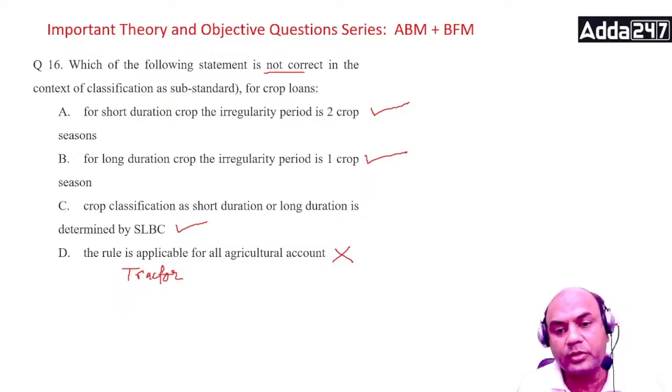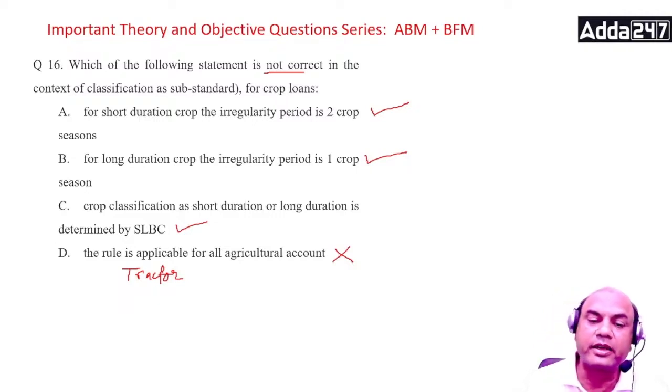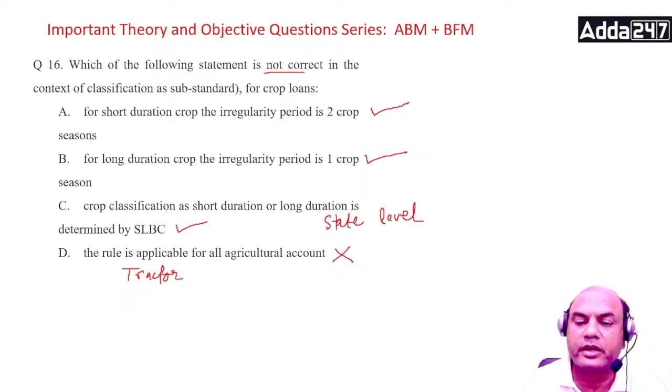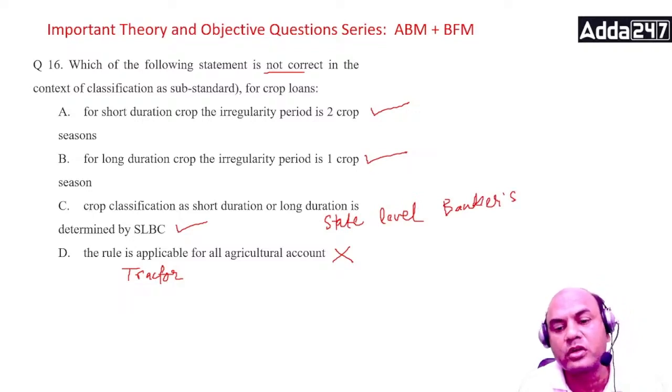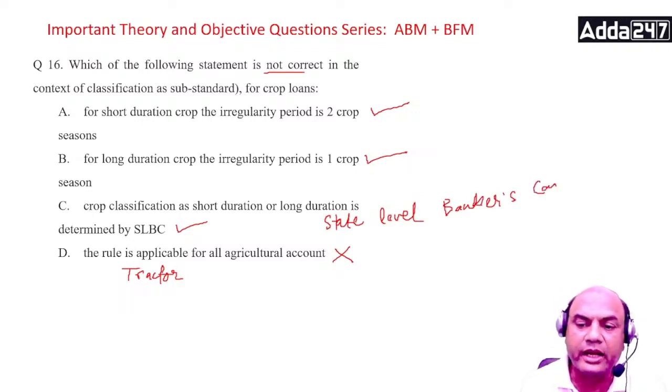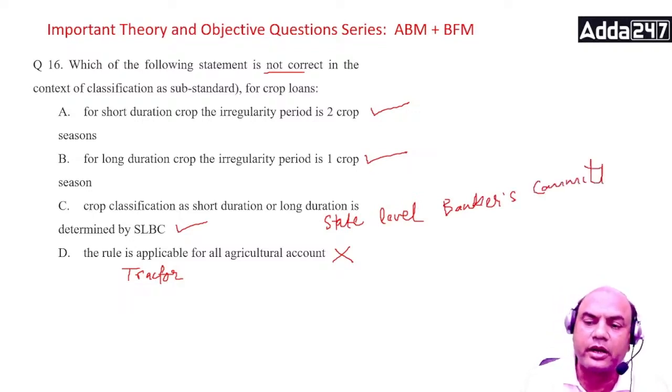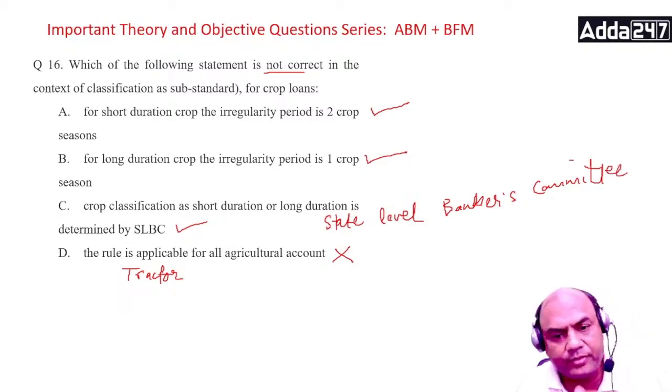Now the question in your mind might be, what is SLBC? SLBC, State Level Bankers Committee. This Bankers Committee gives the list of crop durations, short or long, and then it forwards it through RBI to all of the banks. So State Level Bankers Committee is the meaning of SLBC.